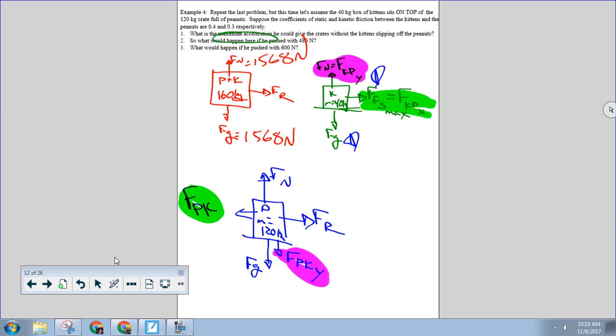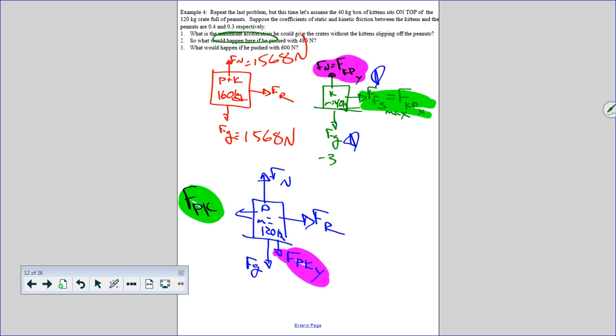Okay, so let's do this, you guys. You said you wanted me to go back and go through this, so follow along. This force of gravity here is negative 392. This normal force is 392. Is everybody cool with that? Now I can find my maximum force of friction by doing coefficient times normal force. And by weird coincidence, that gives you 156.8 newtons.